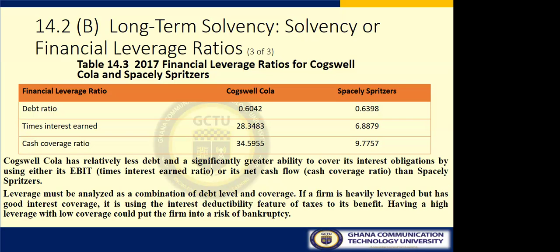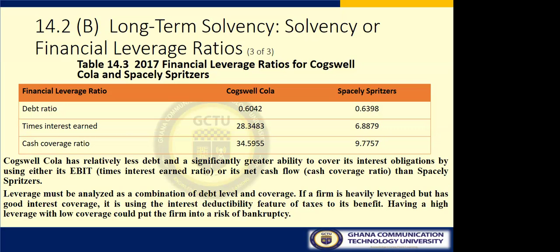Looking at the ratio, it means that both companies are highly geared, which makes them riskier. But Cowell, having a ratio of 0.6042, is highly risky. Spacely Splitters is slightly riskier since it depends more on debt financing than Cowell.